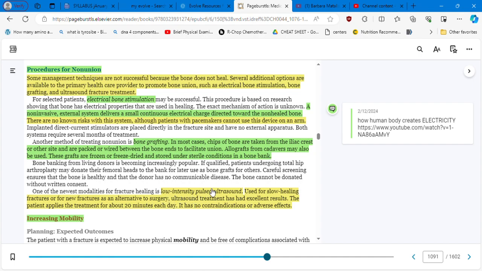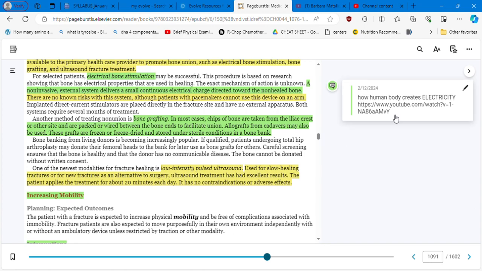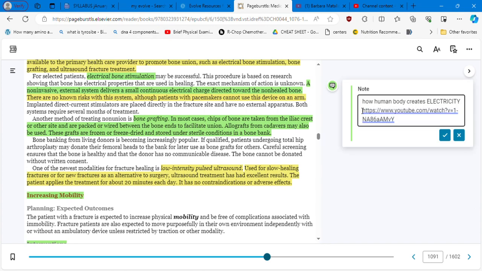Low intensity pulse ultrasound is used for slow healing fractures, or for new fractures as an alternative to surgery or other modalities. Also, ultrasound treatment has had excellent results. The patient applies the treatment for about 20 minutes each day. It has no contraindications or adverse effects. Let's watch this video really quick.